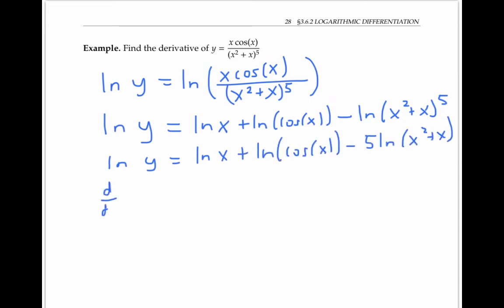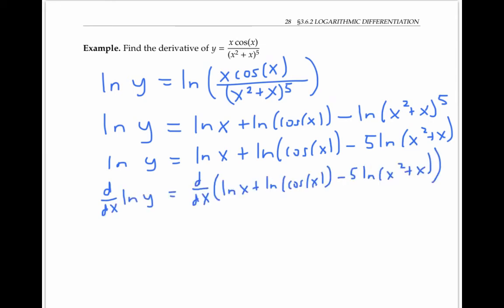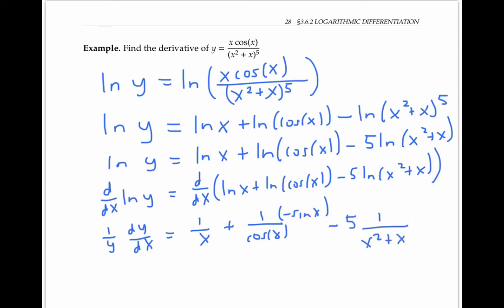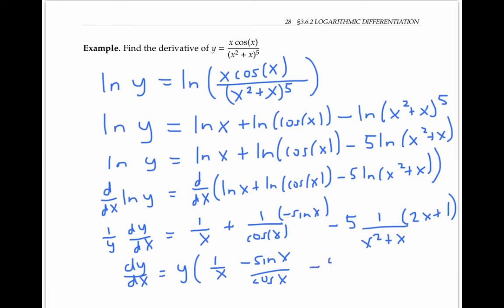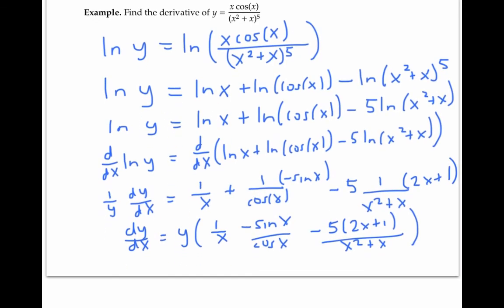Now it's much more straightforward to take the derivative of both sides. On the left, I have 1 over y dy dx, as usual. And on the right, the derivative of ln x is 1 over x. The derivative of ln cosine x is 1 over cosine of x times negative sine of x. And the derivative of ln x squared plus x is 1 over x squared plus x times 2x plus 1. I'll solve for dy dx and get y times 1 over x minus sine x over cosine x, that's the same as tangent x, minus 5 times 2x plus 1 over x squared plus x. Now I can just rewrite y in terms of x and I'll be done.